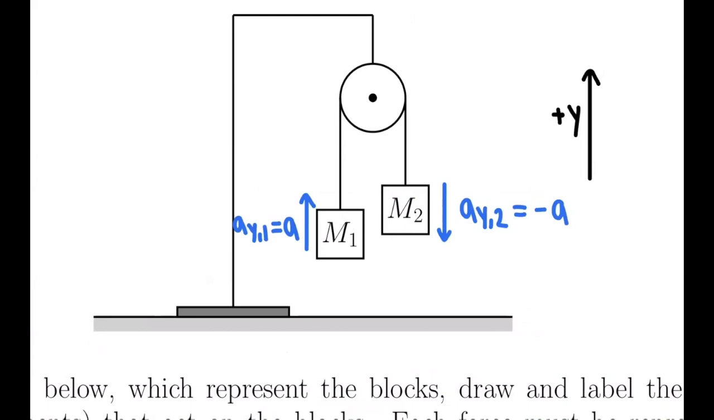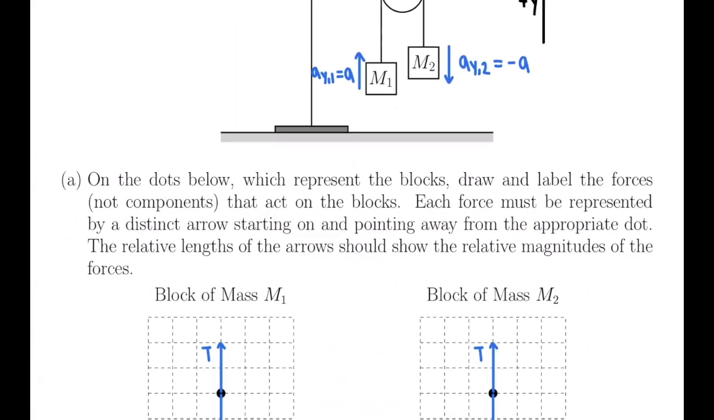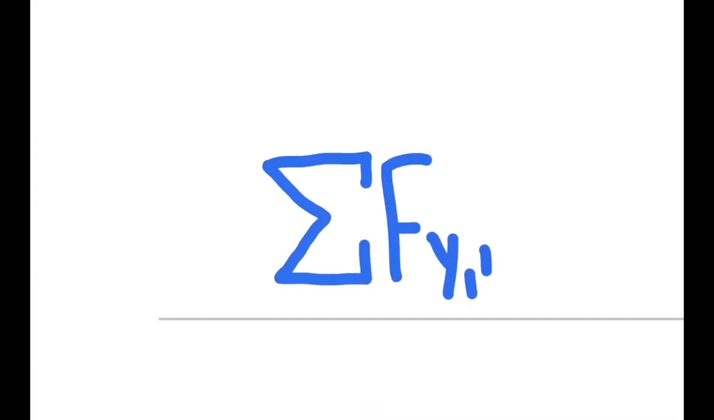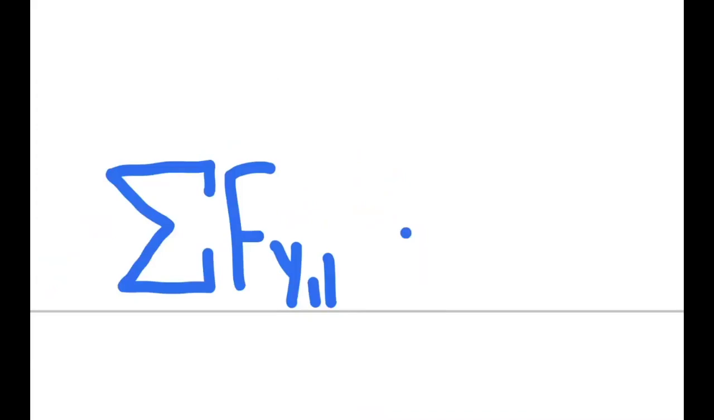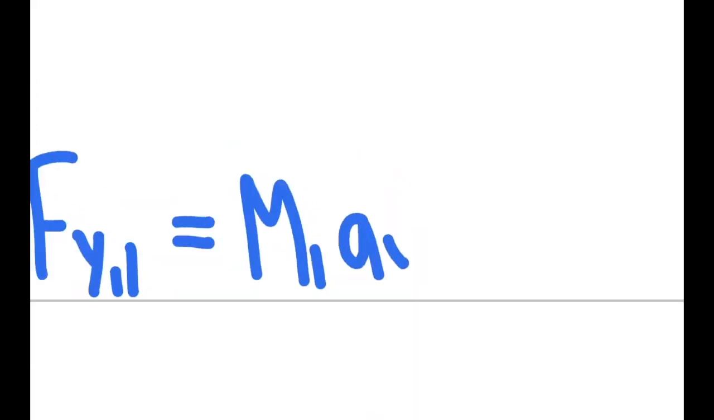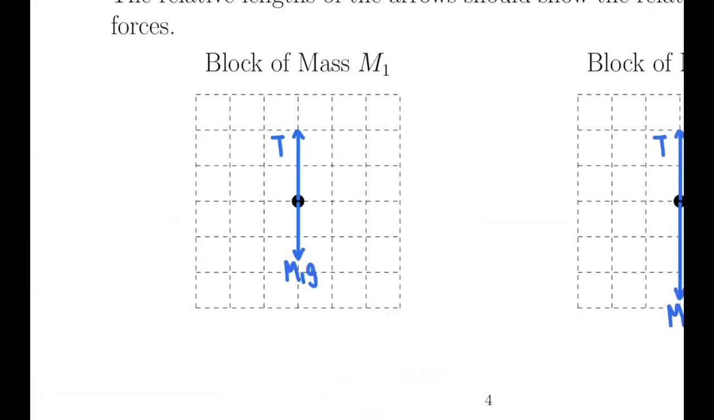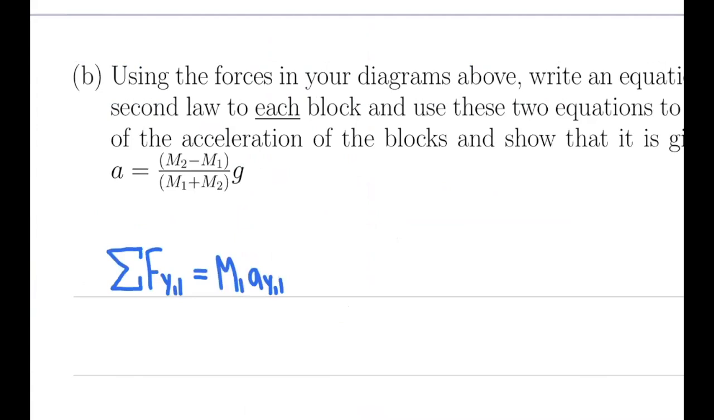Well, let's see how the equations are going to be set up with this coordinate system now. I think it'll be fine, you'll see. So we're trying to find acceleration. Let's look at the forces on block one and the forces on block two. So let's look at block one first. So the sum of the forces in the y direction on block one equals m1 times acceleration in the y direction for block one. So looking at our free body diagram for block one, the sum of the forces is tension minus m1g.